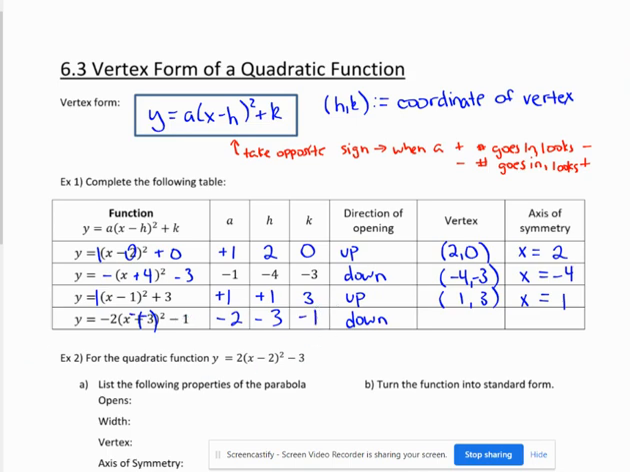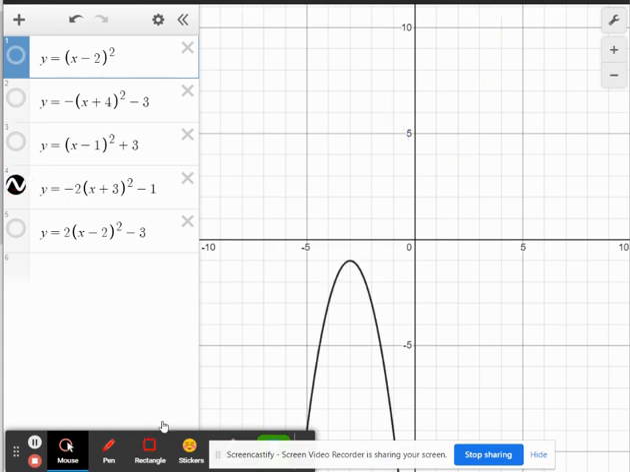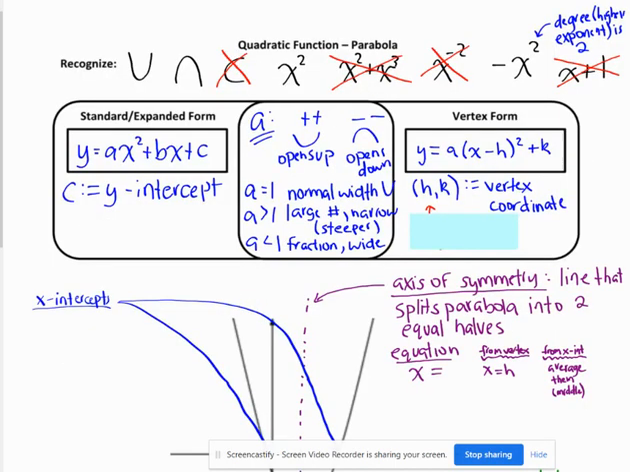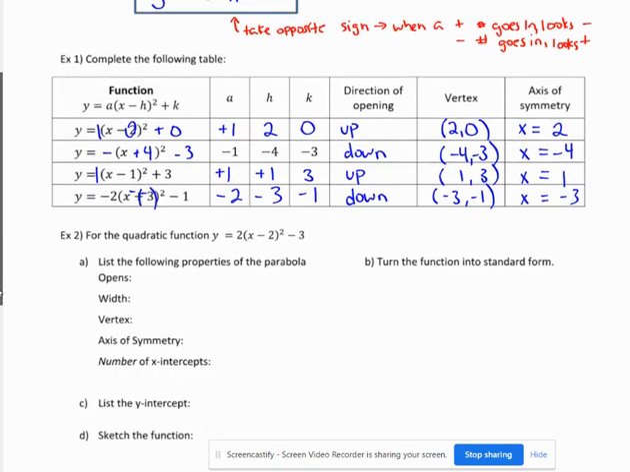And -1. And if I was unsure, I could, of course, double check. And here's my formula. So -2x plus 3 squared minus 1. And I can see that my vertex is at -3 and -1. So -3, -1 for my vertex. So yes, I am correct. So -3, -1. And so x equals -3 for the equation for my axis of symmetry.